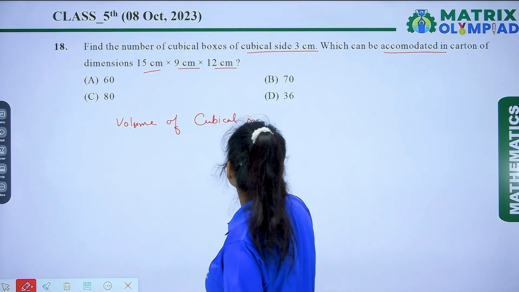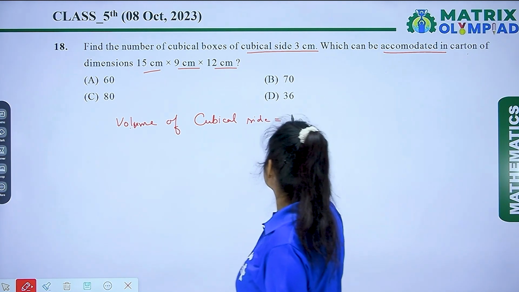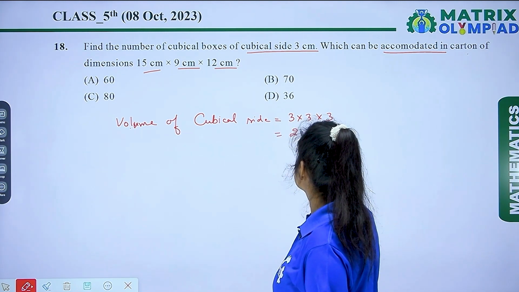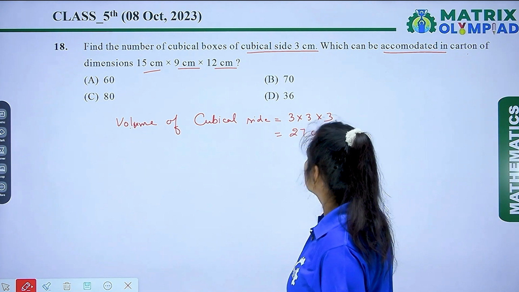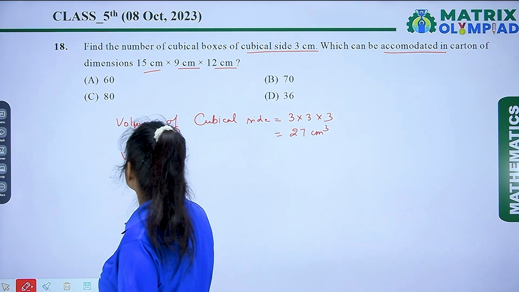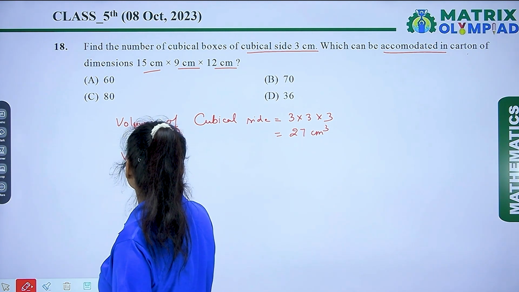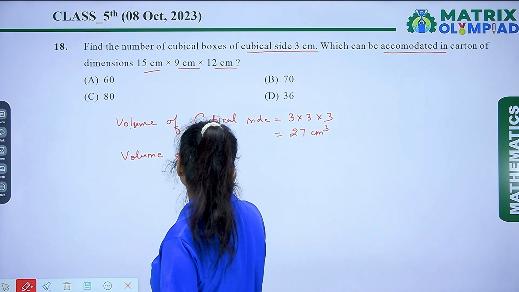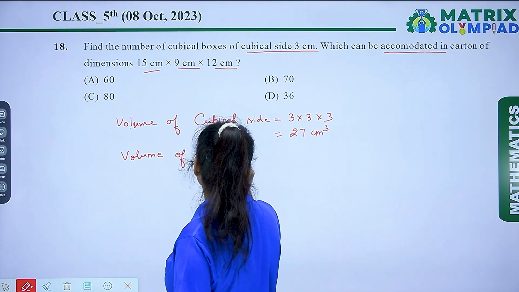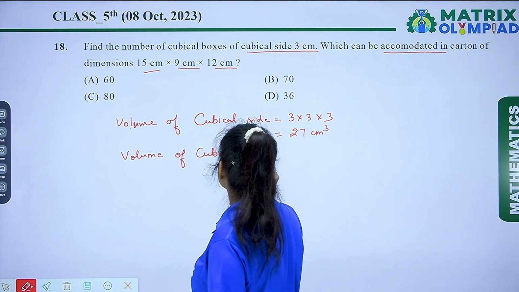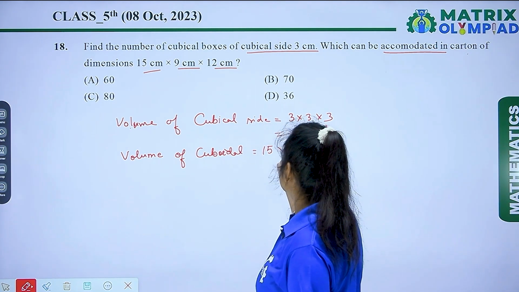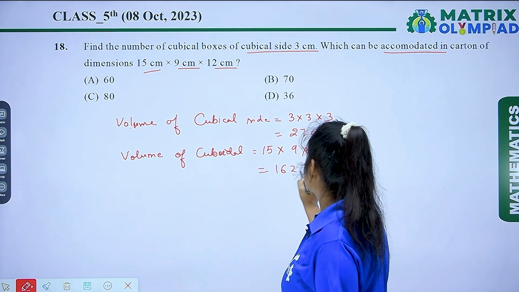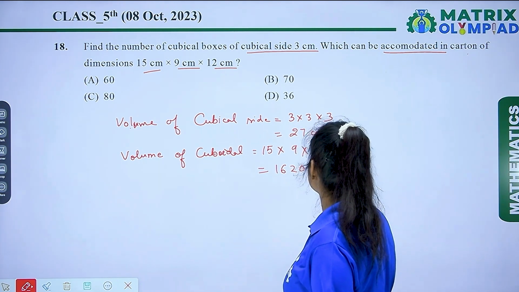Volume of the cube with side 3 centimeter is 3 multiplied by 3 multiplied by 3. It's 27 centimeter cube. Now volume of the cuboid is 15 multiplied by 9 multiplied by 12, that is 1620 centimeter cube.